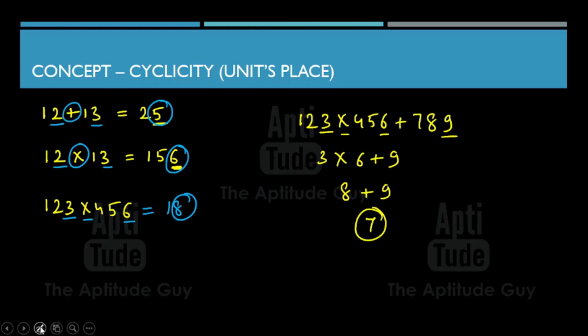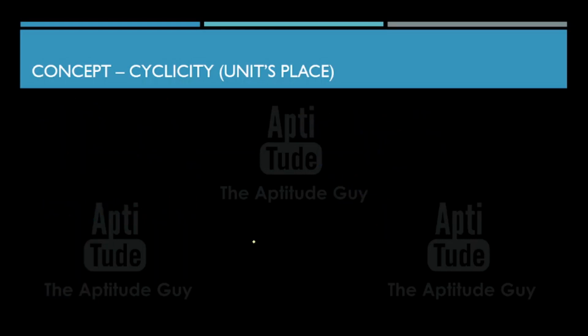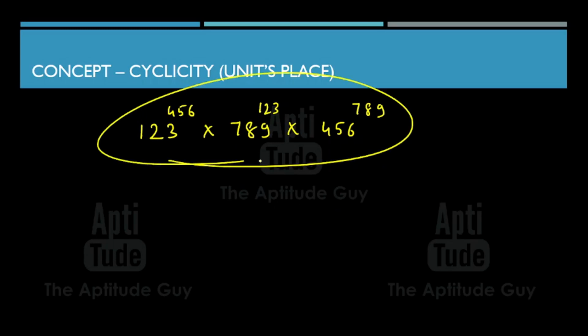But when it comes to the aptitude tests of companies and placements and competitive exams, the questions will not be that simple. The questions will look like this. 123 to the power 456 into 789 to the power, say, 123, and then we have 456 to the power 789. This is the kind of question that we will get. Alright, now how do we solve such questions? It looks like an insane number. Of course it is an insane number.